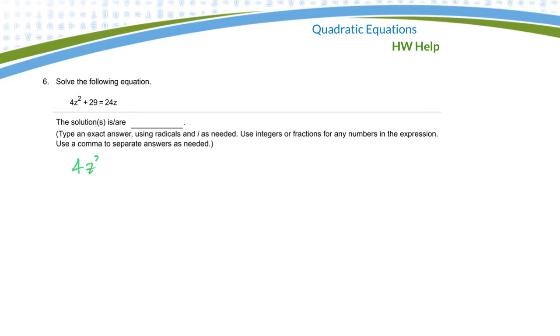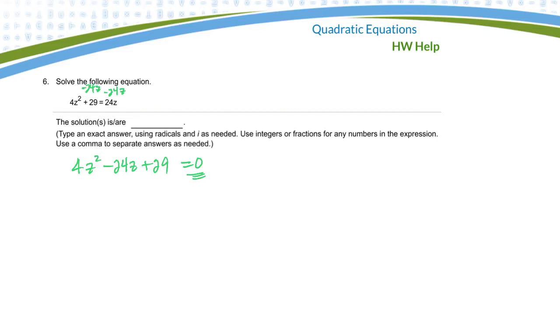So 4z squared minus 24z plus 29 equals 0. I need to make it equal to 0, so I just subtracted 24z on both sides, and I put it in the right order. Now to factor.